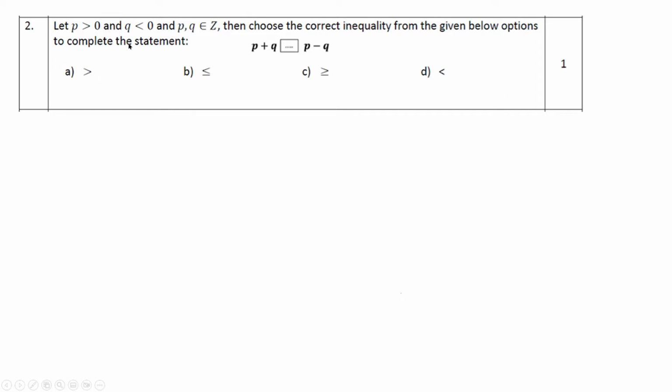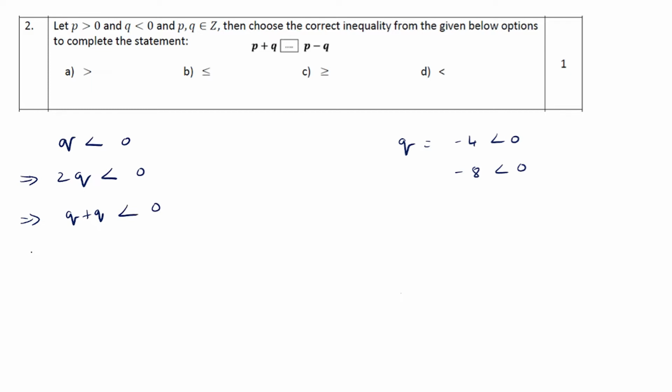Here it is given q is less than 0. It means 2q is also less than 0. Say for example, if q is minus 4, less than 0, then 2 into minus 4, which is minus 8, is also less than 0. 2q less than 0 means q plus q is less than 0. Or here we have q less than minus q. Here I am transposing 1q to the right hand side. So q is less than minus q.